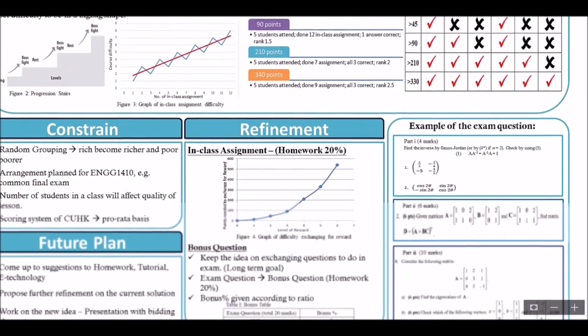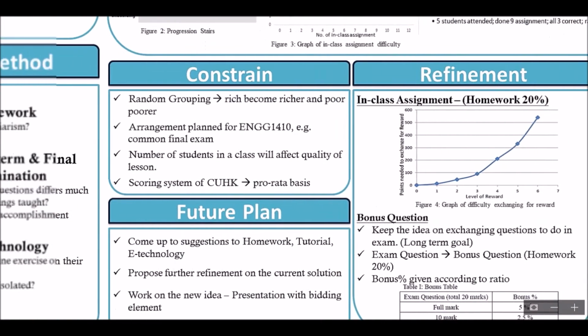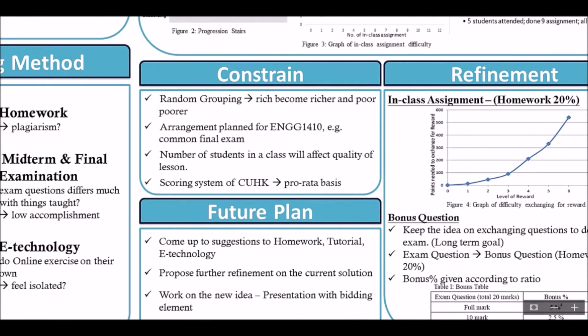After giving suggestions, we also find that there are limitations to our project. First, the final course arrangement for IERG 1410 was decided recently, where both the midterm and final exam will be common. Therefore, some of our suggestions may not be workable under this situation. Moreover, the number of students in a class will affect the quality of lessons. Instructors may find it difficult to handle the cards and questions when the number of students is huge.